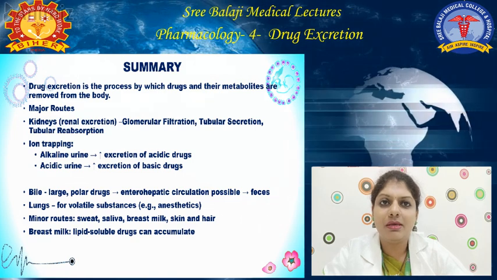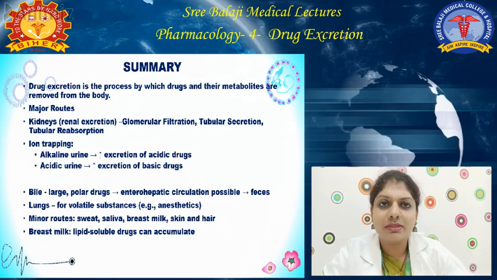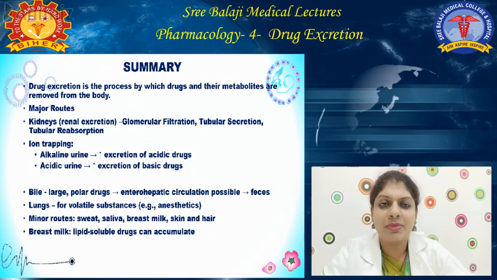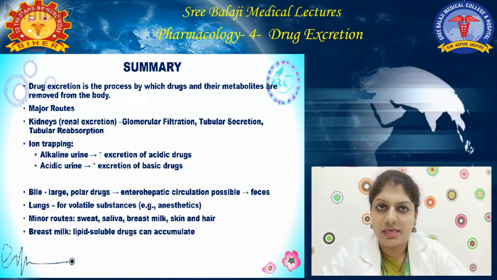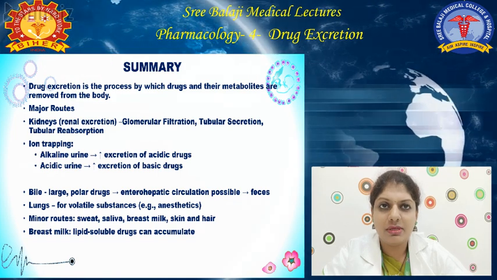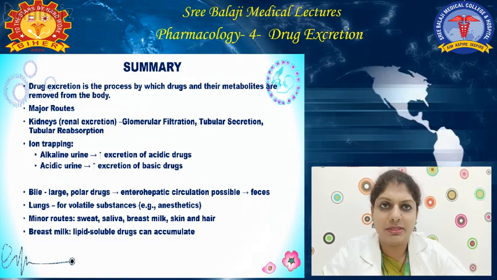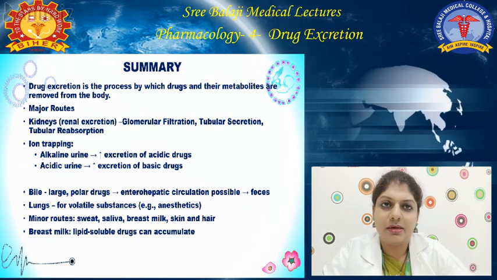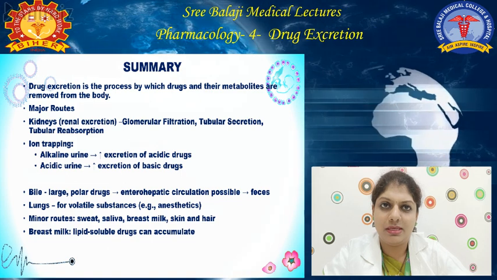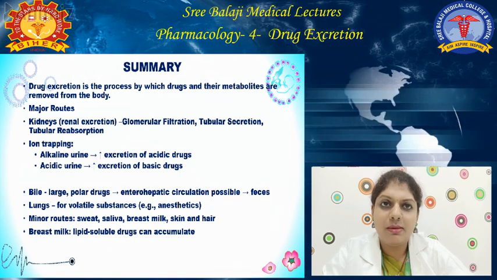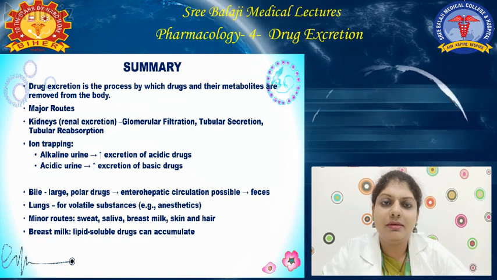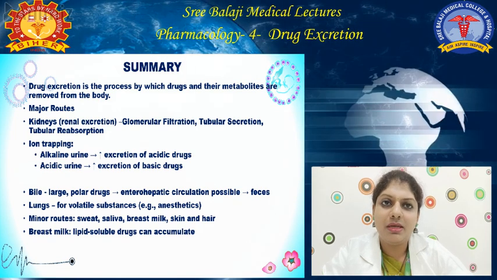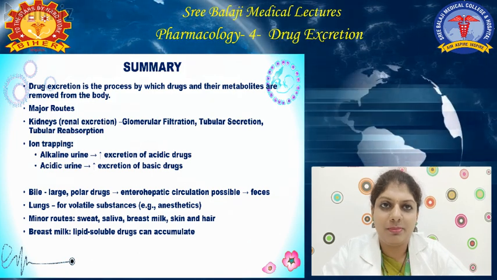So ion trapping, the concept is nothing but those drugs having the same physicochemical properties. That is, acidic drugs will get better absorbed in the acidic environment, whereas a basic drug will get better absorbed in the basic environment. If an acidic drug is better absorbed in the acidic environment, and when it goes to a basic environment, there it will get reionized and get trapped there. So from there it cannot move. So this is called ion trapping.